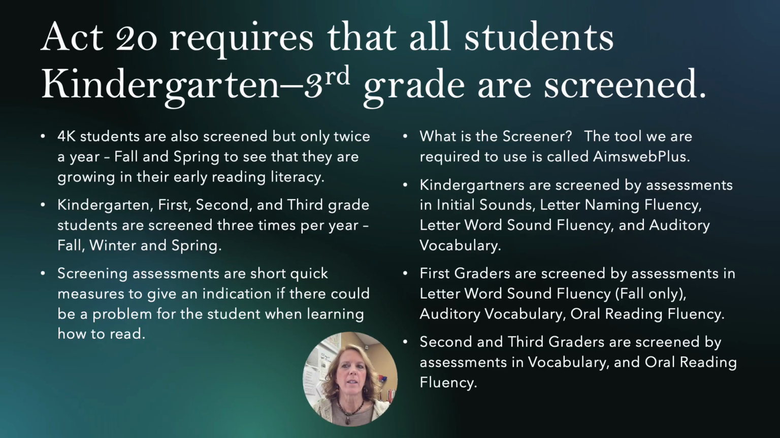Act 20 requires that all students in kindergarten through grade 3 are screened. 4-year-old kindergarten students are also screened, but only twice a year in the fall and the spring to see that they are growing in their early literacy skills. Kindergarten, first, second, and third grade students are screened 3 times a year in the fall, the winter, and the spring. Screening assessments are short, quick measures given to see if there is an indication that there could possibly be a problem for a student learning to read.